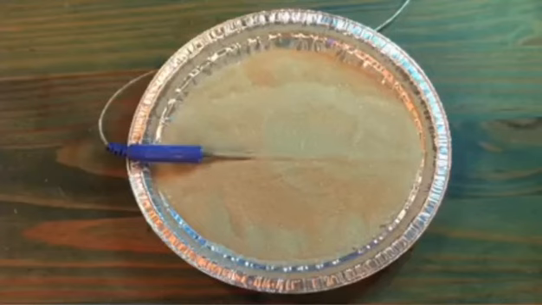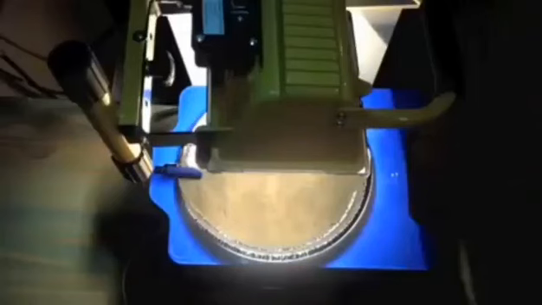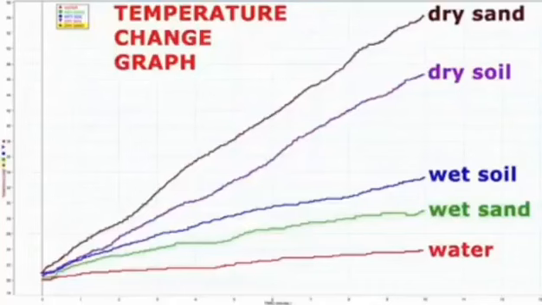We do this experiment by putting a temperature probe into sand inside of a pie plate. Then we put the whole thing under a very hot heat lamp for 10 minutes. When that's done, we repeat this with all the different substances. And when we're done, we get a graph that looks like this.